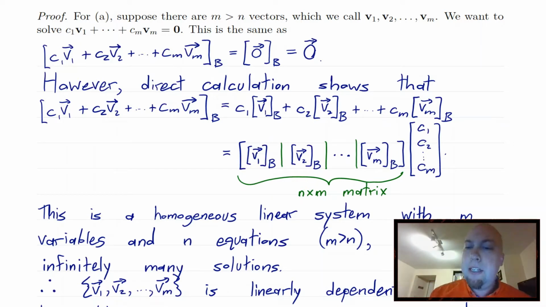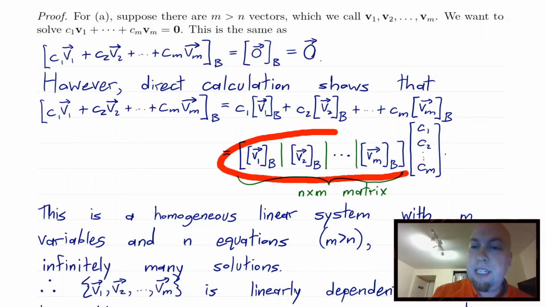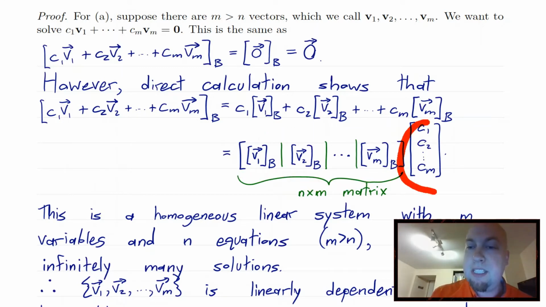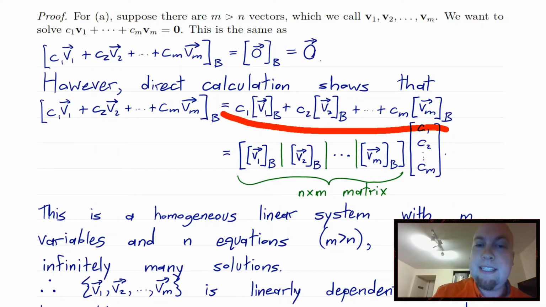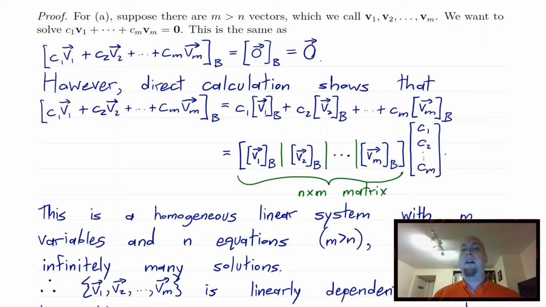Then you can just check that this matrix times this column vector gives you exactly this linear combination up above. So it's just a trick of writing a linear combination as a matrix product, and we did this trick back in introductory linear algebra a bunch of times as well. This is just some block matrix multiplication, so that we can rewrite this linear combination in a slightly different way.